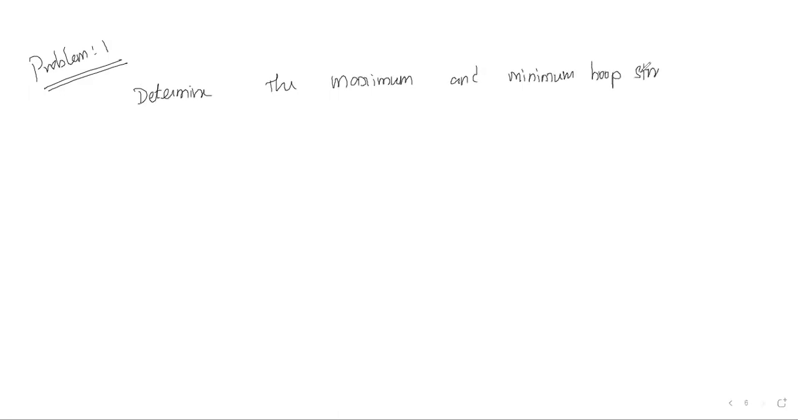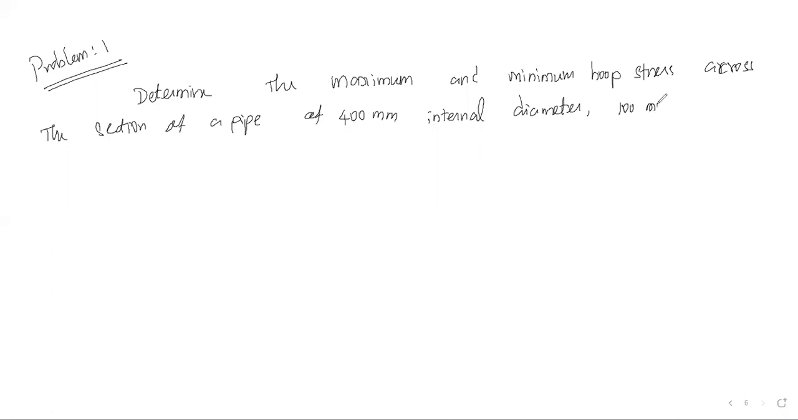Problem 1 related to thick cylinder. Determine the maximum and minimum hoop stress across the section of a pipe of 400 internal diameter, 100 thick.